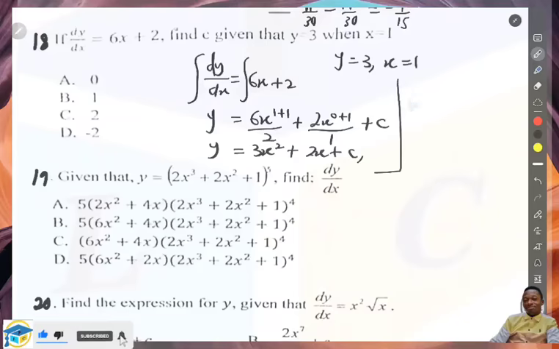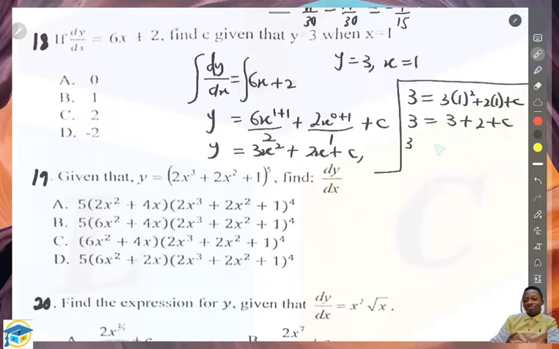So let me create a board here for this simple expression. I know y to be 3, and x is 1. So 3 equals 3 times 1 squared plus 2 times 1 plus c, right? So I have 3 here, 2 here, and c. When you add 3 plus 2, you get 5. So 3 minus 5 should be equal to c, and I'm getting c to be equal to -2. So therefore, c is equal to -2. Let's take note of that. So that should be option D.